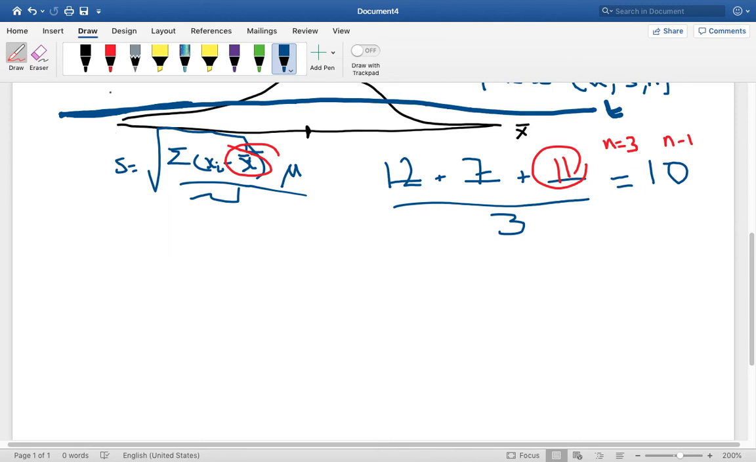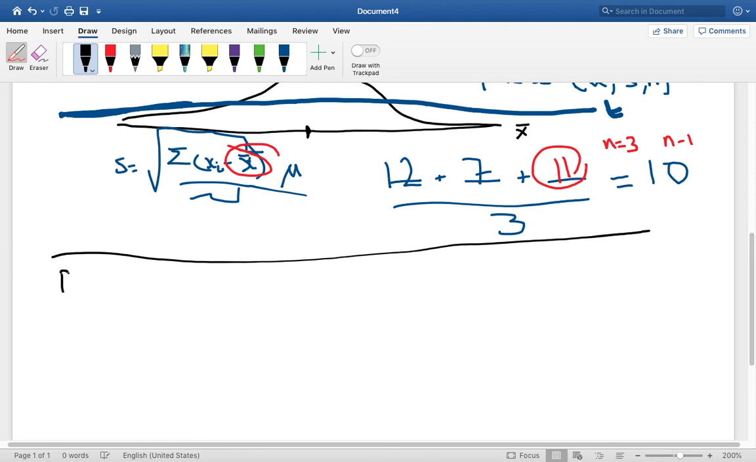And do we have any other cases? Yes, we do. We have one more scenario, and that's for proportions, just as we had proportions before. If you remember for proportions that we looked at earlier, for us to be able to use the normal distribution, which is what we're doing for the proportions, we have to ensure that n times p is greater than or equal to 5, and also that n times 1 minus p is greater than or equal to 5. Both these conditions must hold for us to be able to use what I'm going to show you below.